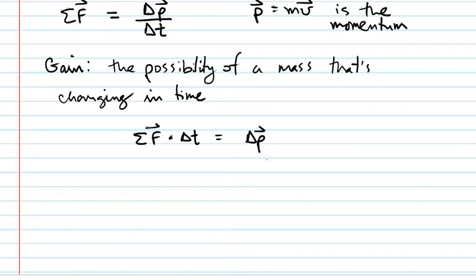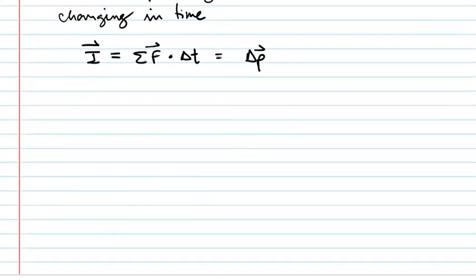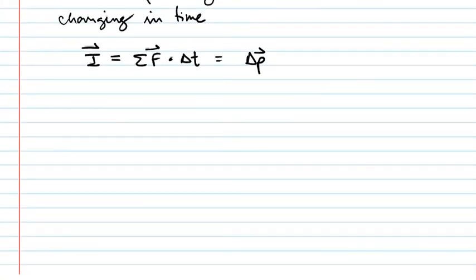This is considered an important enough quantity that it's given its own special name, and that's the impulse. So we can think of the impulse as being the net force times the elapsed time. We can also think of impulse as being the change in the momentum. Introducing a new quantity may not seem that worthwhile, and I would really agree, except there's one additional point here.